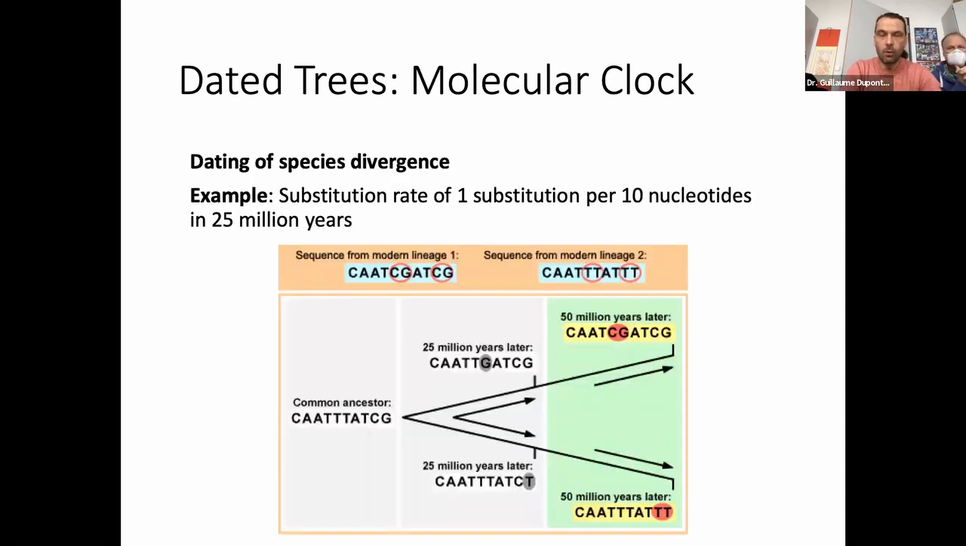And if I know at which rate this occurs, I can calculate the age of a divergence of two taxa, for instance, as shown in this very simple example. We have a common ancestor with a certain nucleotide sequence. This common ancestor splits into two organisms, or two clades, or two species. And the substitution rate for these 10 nucleotides is 1 per 25 million years. If I know this rate, I can calculate the timing of the last common ancestor, the timing of the splitting or the divergence. This is the assumption.